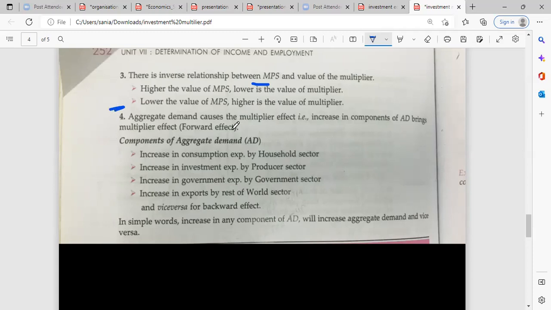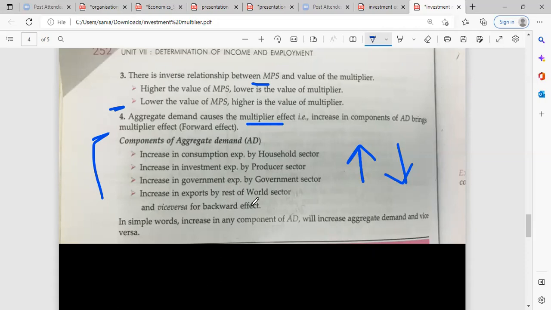And next, aggregate demand causes a multiplier effect. Increase in components of aggregate demand brings multiplier effect, the forward effect. So when we were doing the aggregate demand chapter, there are different components of aggregate demand, right? Increase in consumption expenditure, increase in investment, and all that. There are four components. So if there is an increase in any of the components, it will lead to the multiplier effect, and vice versa. If there is a decrease in the components of aggregate demand, then there will be the backward effect. If increasing, then it will be a forward effect, and if decreasing, then it will be a backward effect.